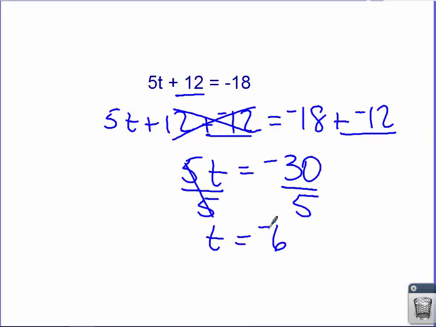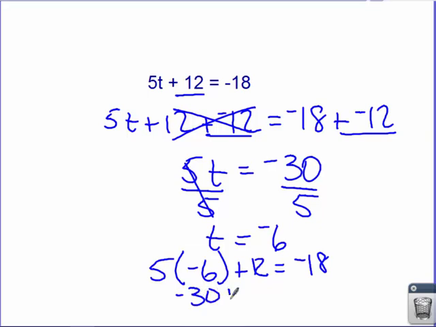Now, if I were to take that negative 6 and plug it back into my equation, like intelligent people do, you can check to see if your answer is correct. So in this particular case, I've got 5 times negative 6, because that's what my t is equal to, plus 12. Does that give me negative 18? Well, 5 times negative 6 gives me negative 30. So negative 30 plus 12 does give me negative 18, so that is a correct answer.